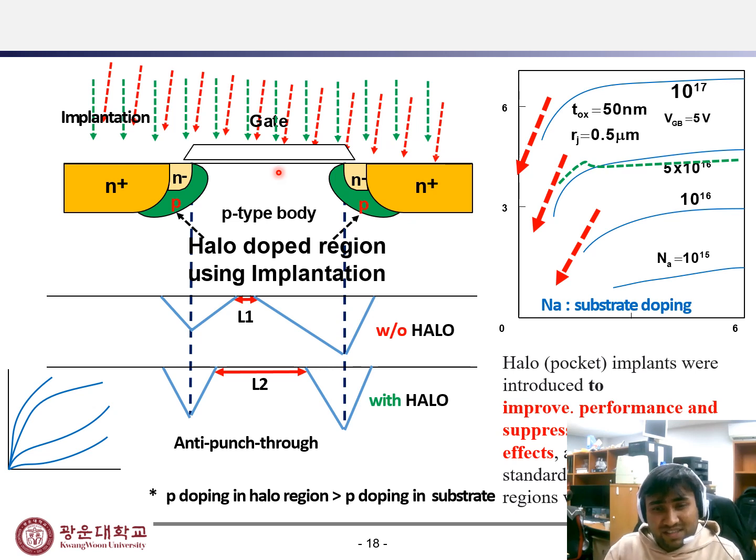There are some disadvantages of a short channel. If we apply the implantation technology, using a p-type substrate and p-type materials, then the channel length is increased. That's why if we introduce halo implants, it improves the performance and suppresses some short channel effects, and the overall performance of the MOSFET is good.